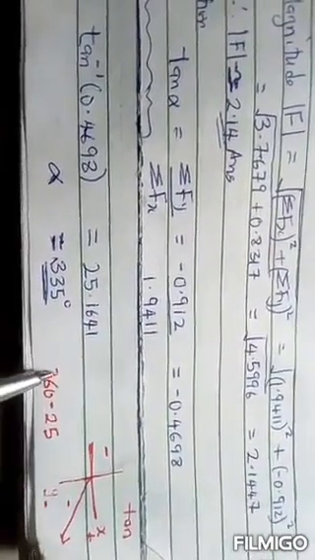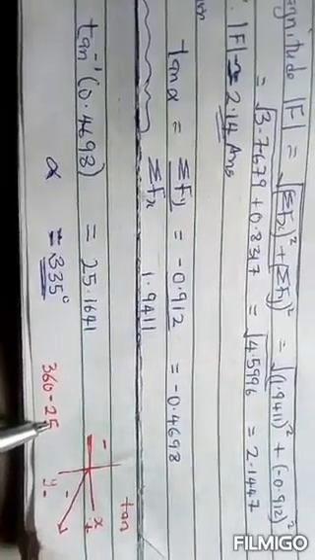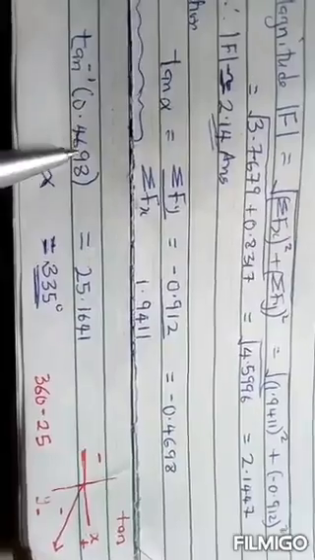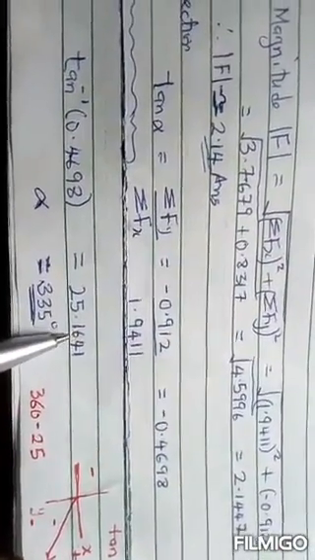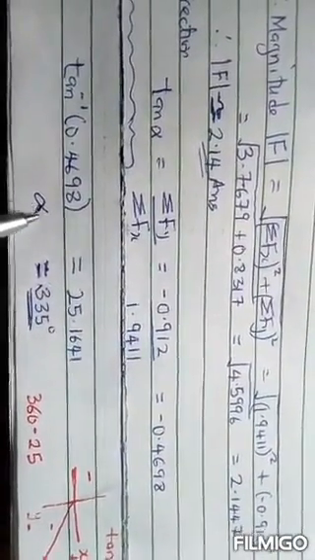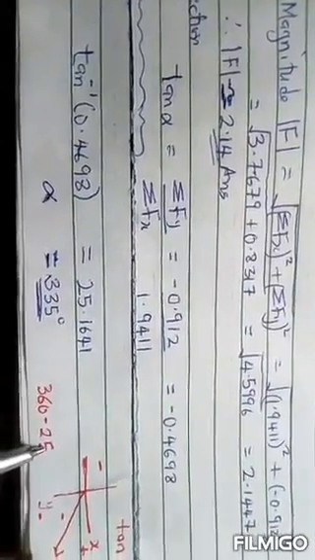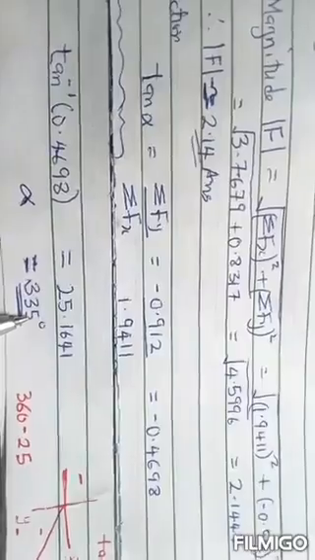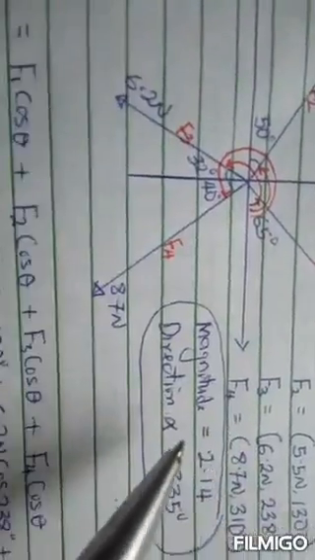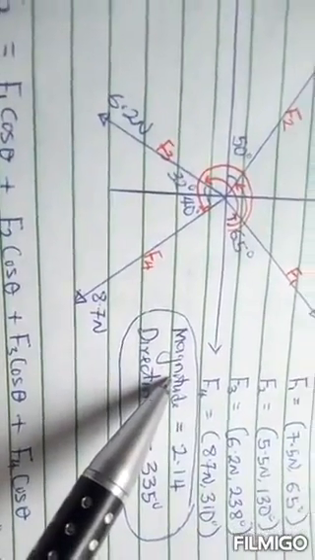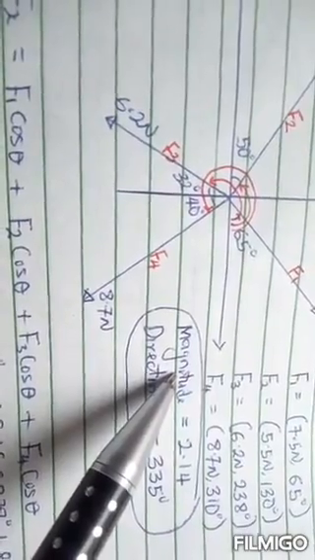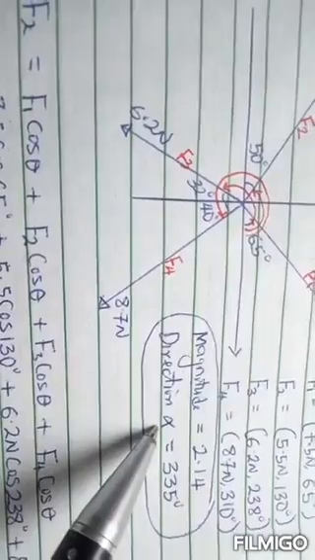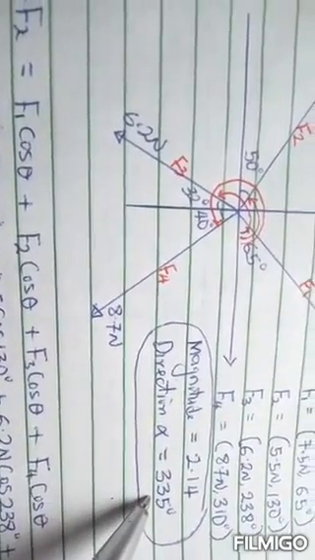So the formula there is 360 minus 25 degrees, because the arctan of 0.4698 is 25.1641. So to get your direction, it's going to be 360 minus 25. That will give you 335 degrees. So the magnitude of the resultant force is 2.14 and the direction is 335 degrees.